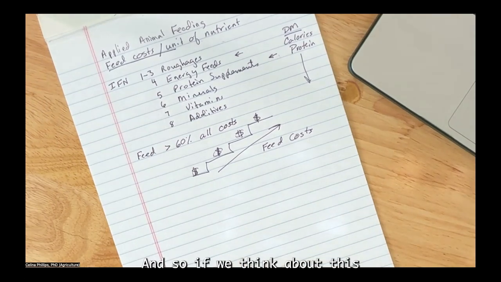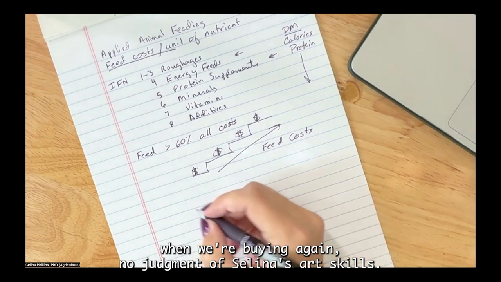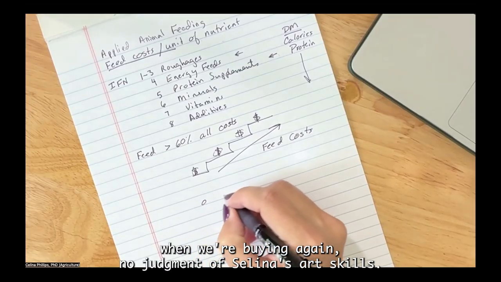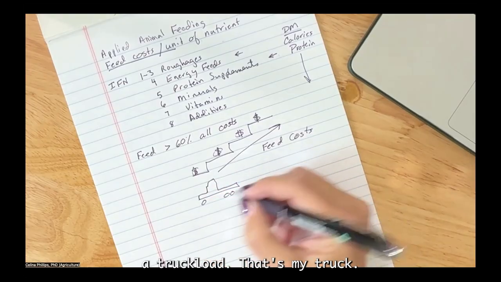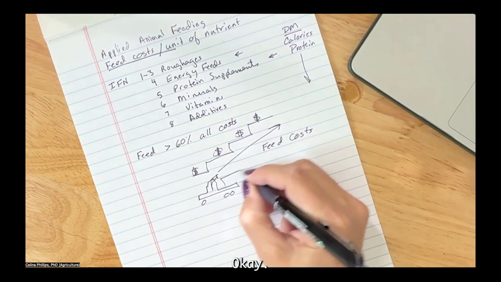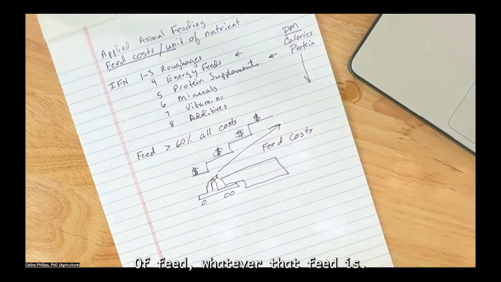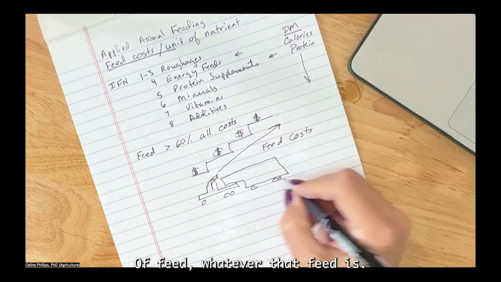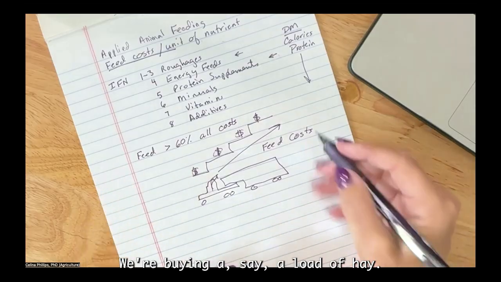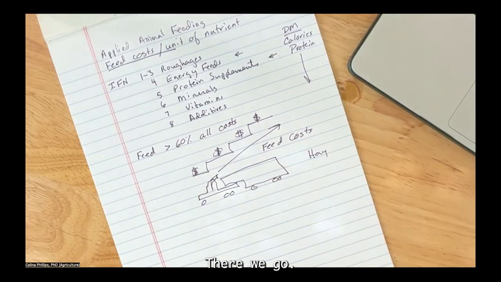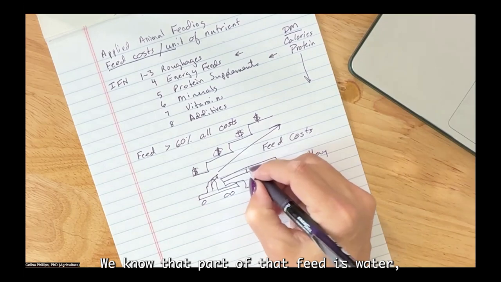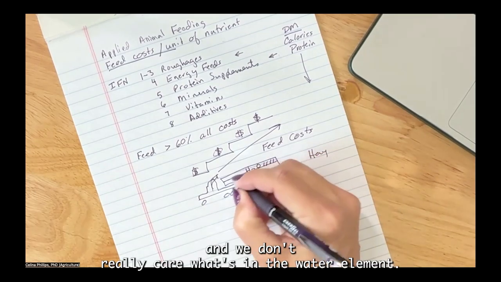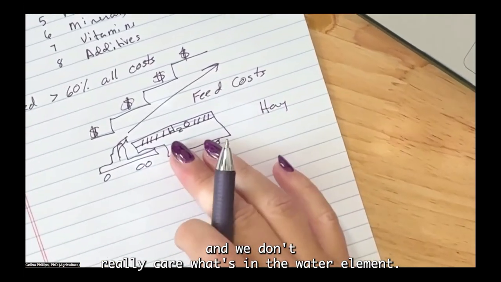And so if we think about this, when we're buying, again, no judgment of Selena's art skills, okay? We're buying a truckload, that's my truck, there's the pipes, of feed, whatever that feed is, okay? We're buying, say, a load of hay. There we go. Probably should be more of a flatbed than a livestock trailer, but you're with me. We know that part of that feed is water. And we don't really care what's in the water element.